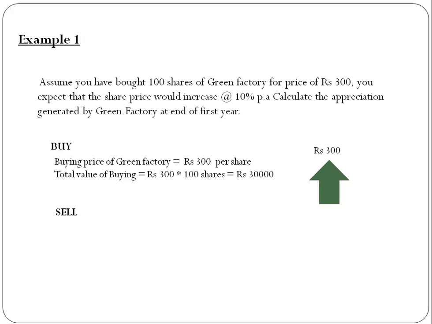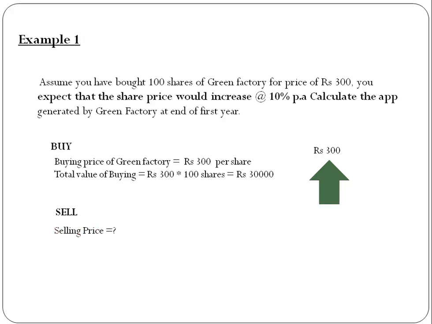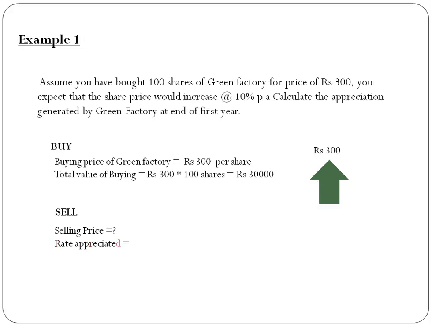When you are about to sell this share, you want to identify the selling price. As you saw in the second line of the case study, you expect that the share price would increase at 10% per annum. Hence, the rate of appreciation would be 10%. The selling price would be 300 plus 10% of 300. Hence, the total amount would be 330 rupees.